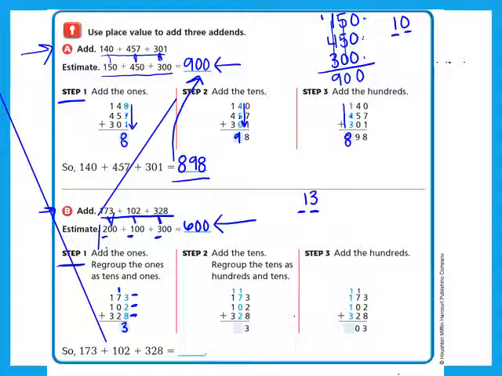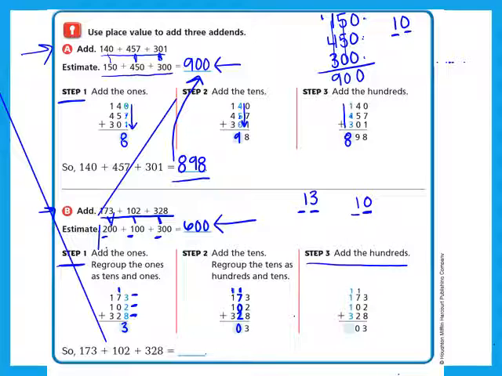Now I'm going to add the tens, and I'm going to start with the 1 that I carried over. So I have 1 plus 7, that equals 8. 8 plus 0 equals 8. And 8 plus 2 equals 10. So I'm going to regroup the tens as hundreds and tens. So here this means I have a 0 in my tens place and a 1 in my hundreds place that I need to carry over.